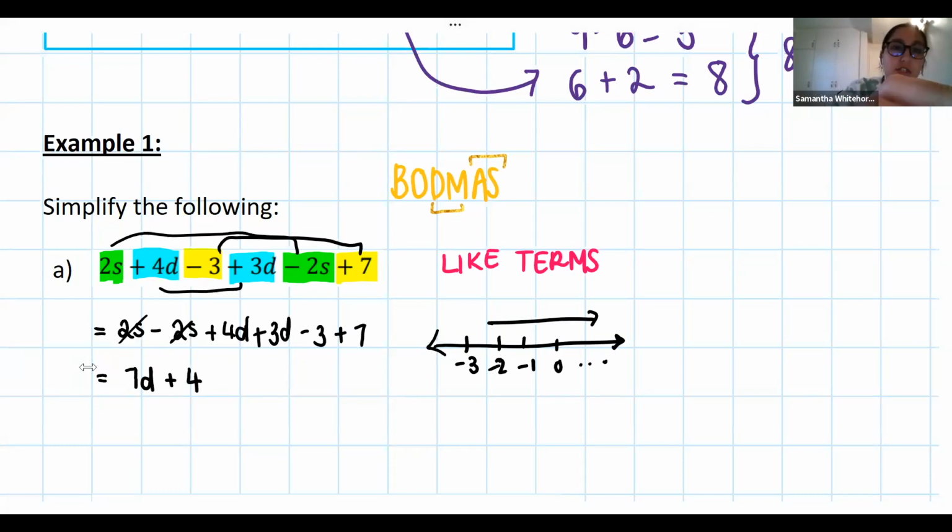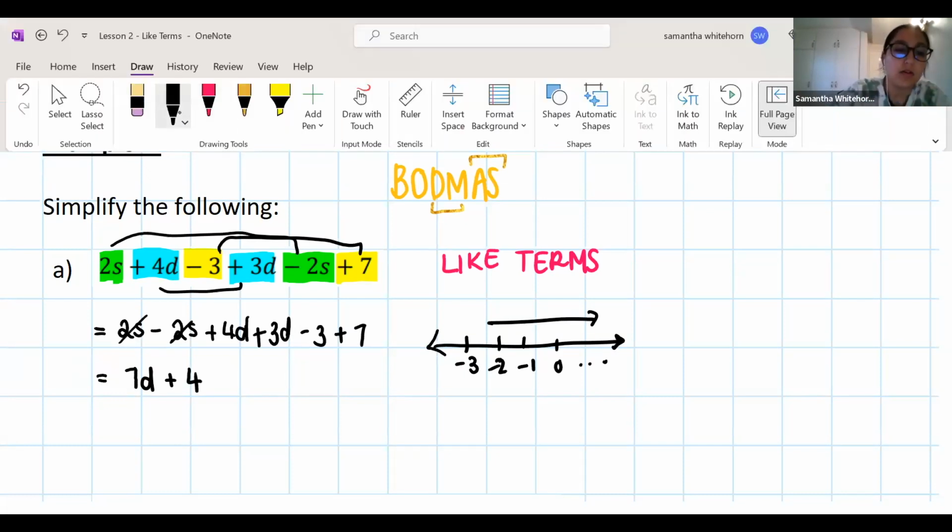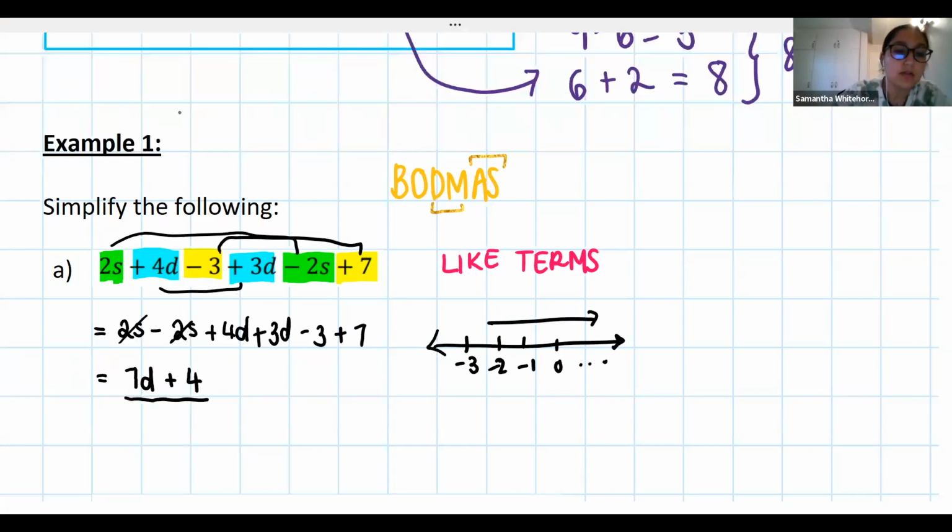We always double check to see if we've got like terms in our last step, because I can't add or subtract those if they are not like terms. That is my final answer. So in simplifying this expression, I have been able to get 7d plus 4.